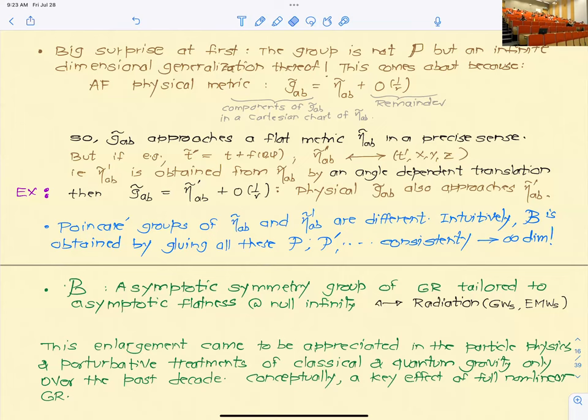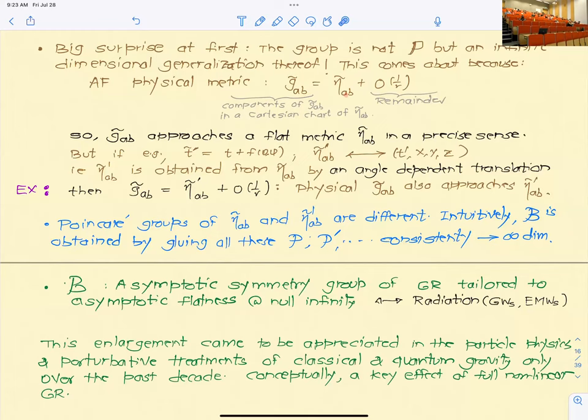And roughly speaking, intuitively, the BMS group can be thought of as being obtained by gluing together all P, P prime, P double prime, etc., consistently. And that is why we get infinite dimensions, because of this angle dependency of translations that I have done in going from eta tilde to eta tilde prime.